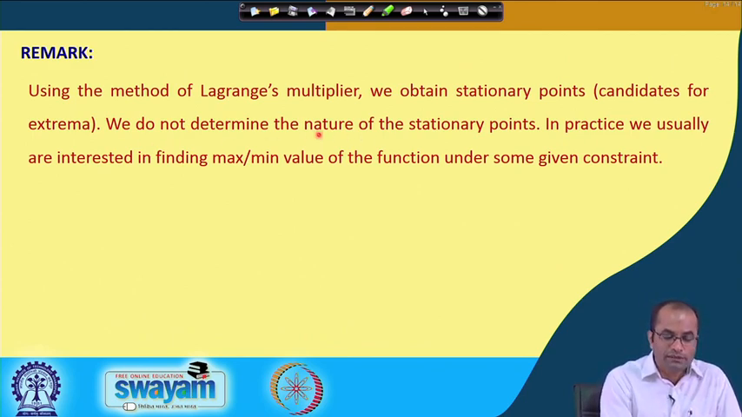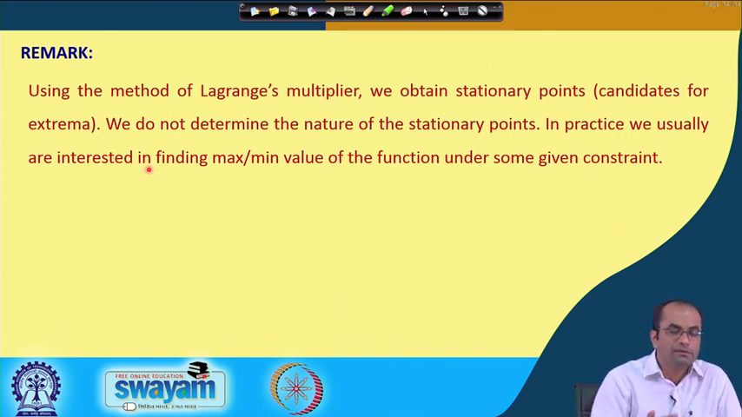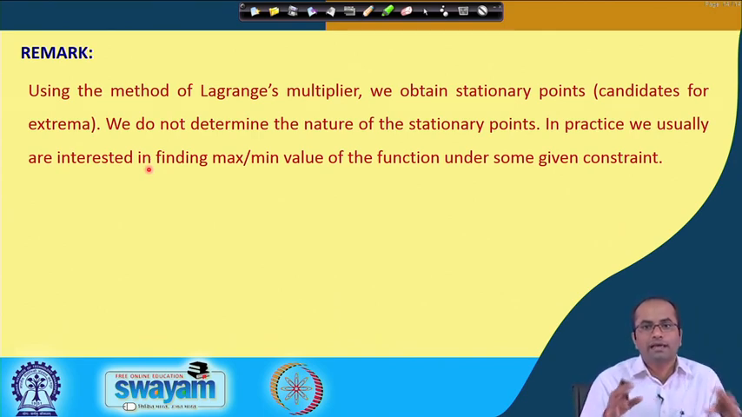We do not determine the nature of the stationary point. In practice, in many problems we are usually interested in finding the maximum and the minimum, so, the global maximum and minimum value of the function under a given constraint. So, in this lecture today, by this Lagrange multiplier, we basically find all the candidates, the so-called critical points of the problem, where the maximum or the minimum may take place.